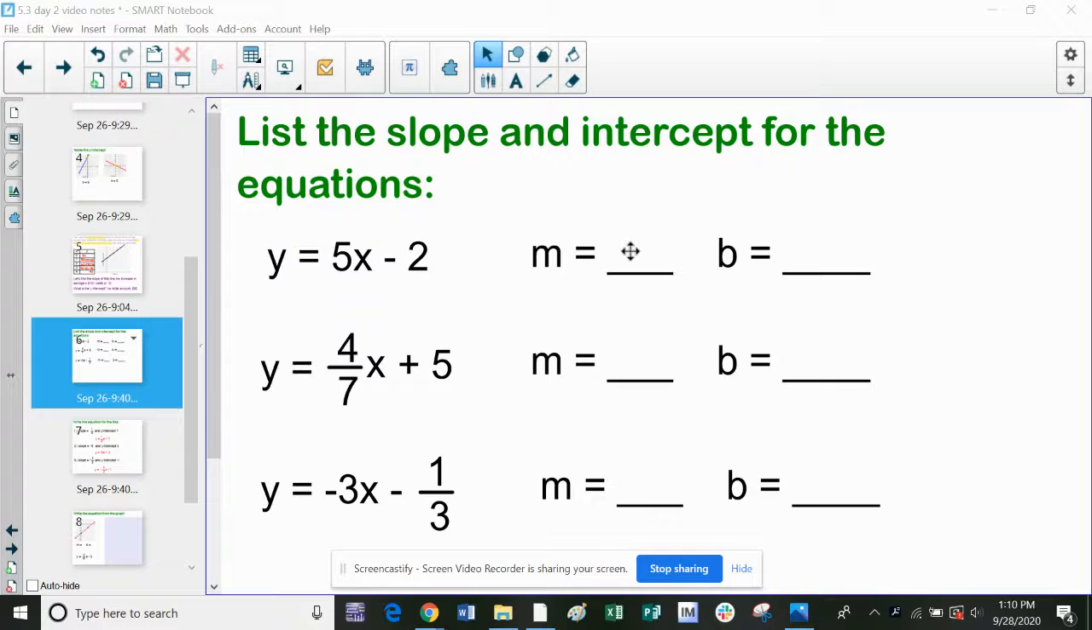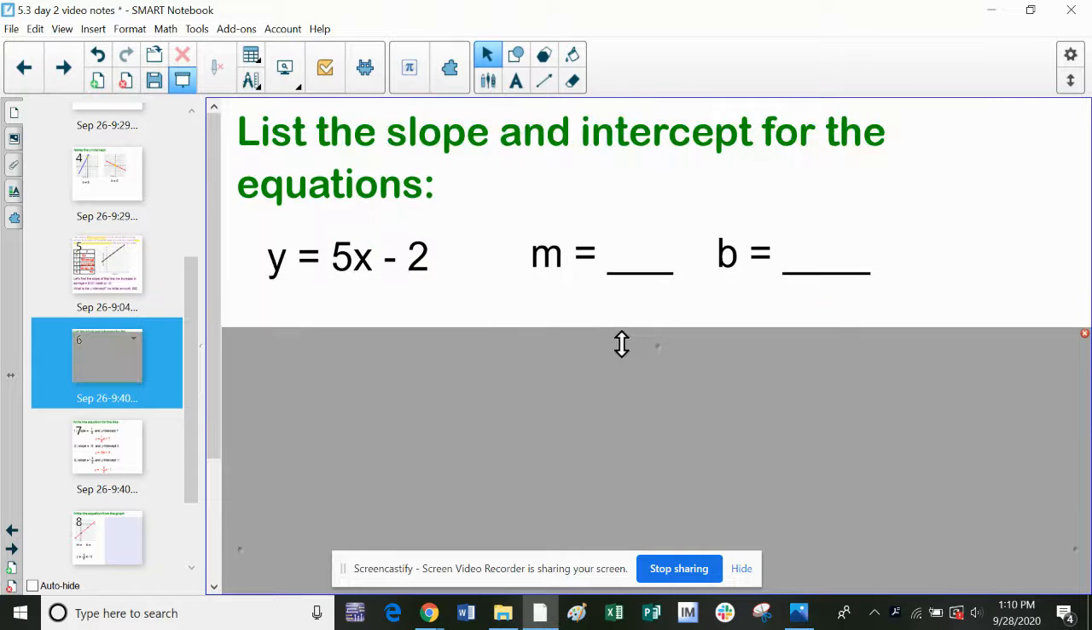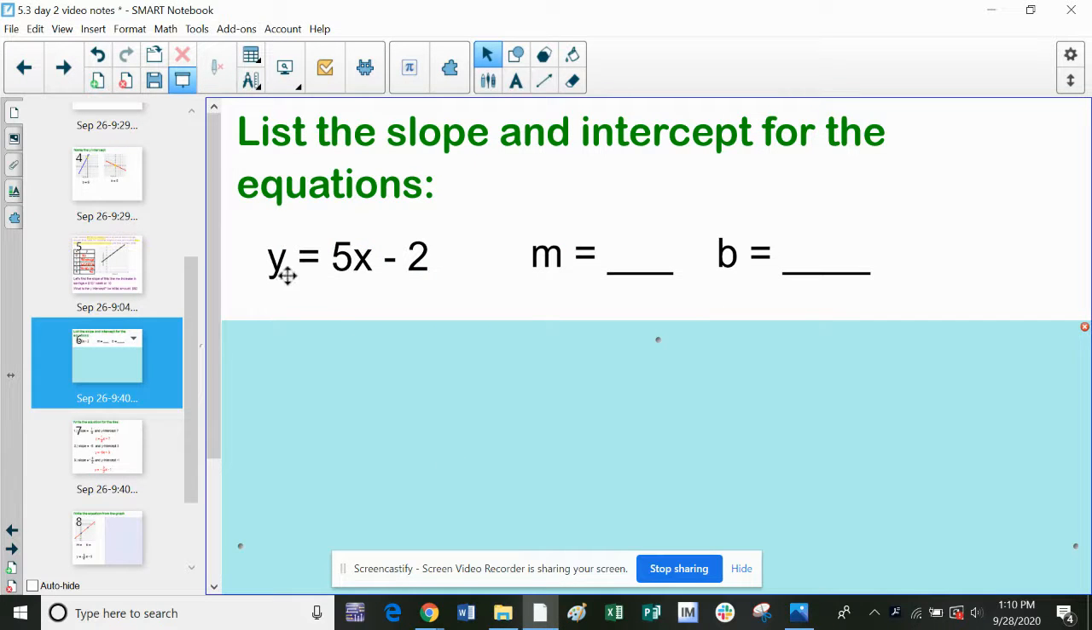Let's look at some problems that involve the slope-intercept form of equations and try to pick out both the slope and the y-intercept. First one up here, let's take these one at a time so we don't kill your eyes. So the first one up here is y equals 5x minus 2.